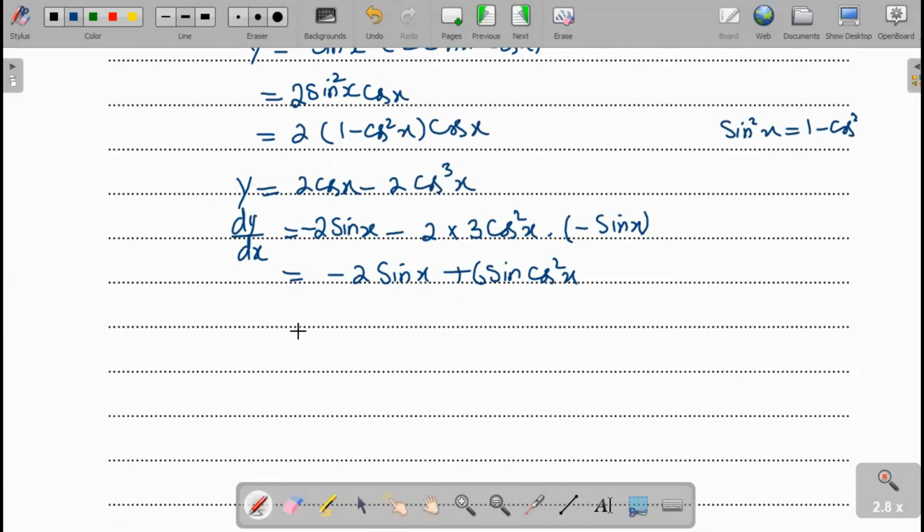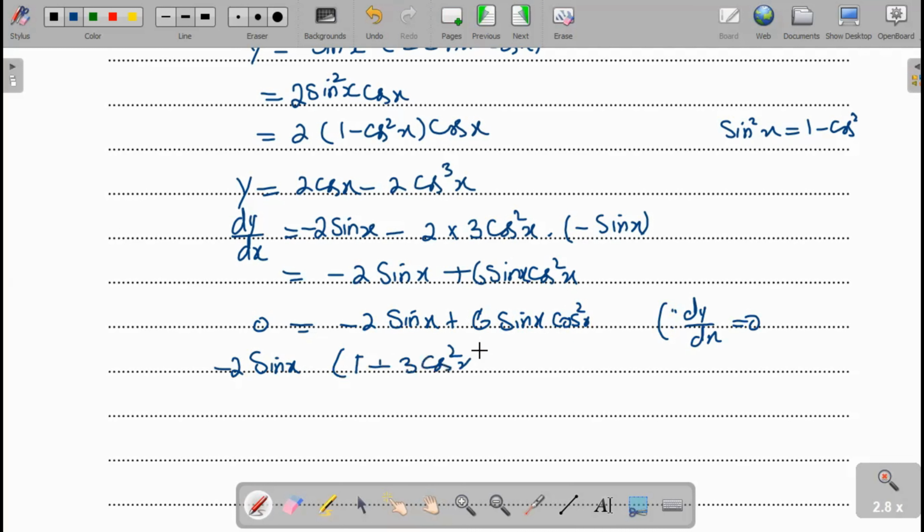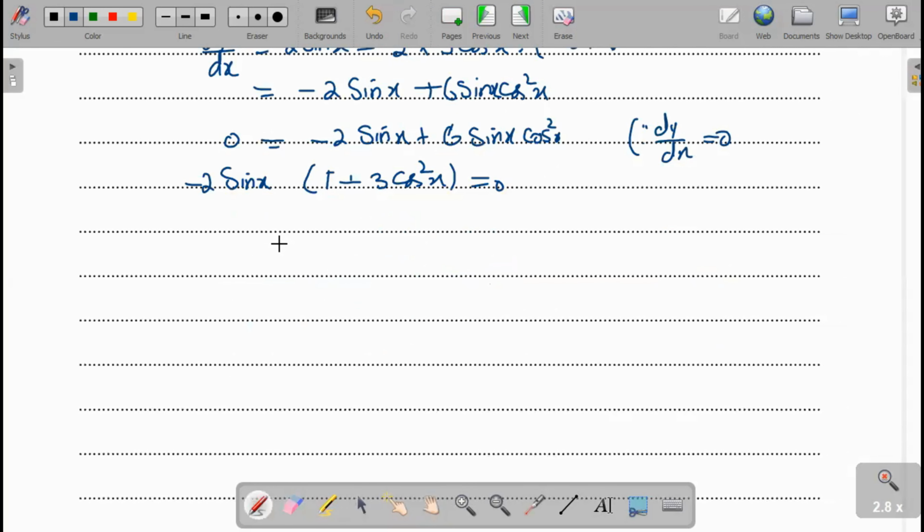Now we can write dy over dx is equal to 0. We take the derivative dy over dx equal to 0 for the stationary point. Therefore, 0 equal to minus 2 sin x plus 6 sin x cos squared x. Now we take minus 2 sin x as common, we get 1 minus 3 cos squared x equal to 0. Now we can write it as 1 minus 3 cos squared x equal to 0 either, or minus 2 sin x equal to 0.